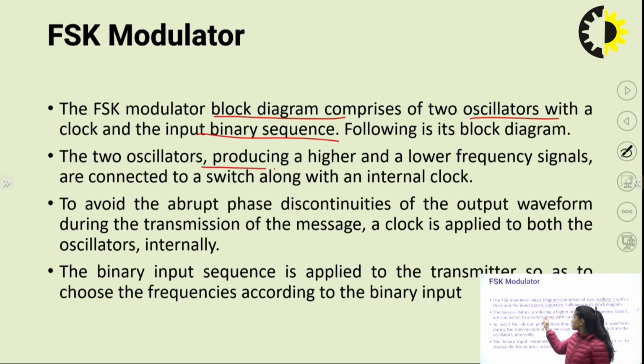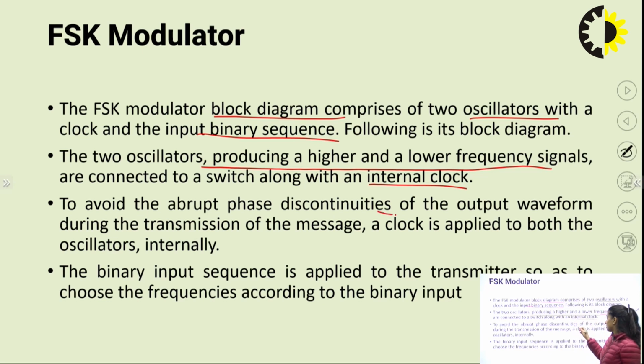The 2 oscillators producing higher and lower frequency signals are connected to a switch with an internal clock, true. To avoid abrupt phase discontinuity of the output waveform during the transmission of the message, a clock is applied to both the oscillators internally. The binary input sequence is applied to the transmitter so as to choose the frequencies according to the binary input, right?